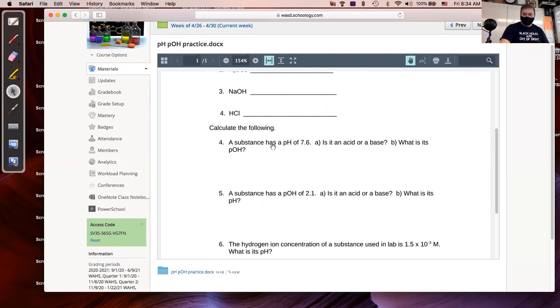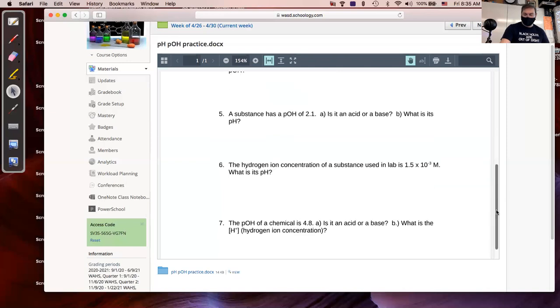And then down at the bottom are examples that are just like the problems that I showed you how to do yesterday. So if you have a pH of 7.6, is it acid or base? And then what is its pOH? The pH plus pOH is always equal to 14. Same thing here. Substance has a pH of 2.1. Is it acid or base? And then what would the pOH be?